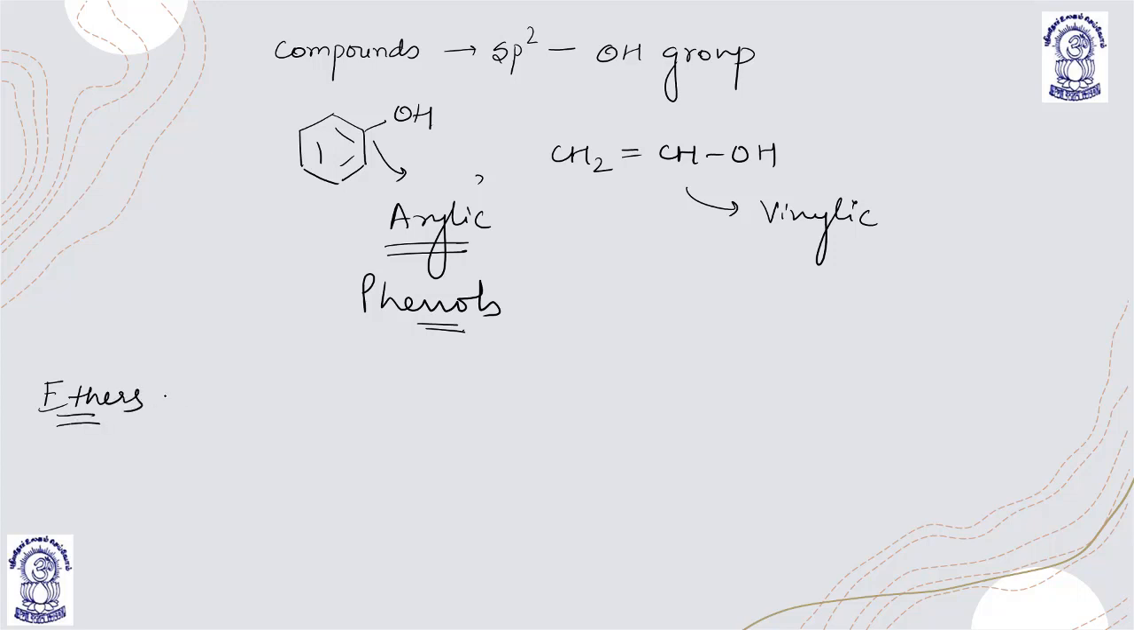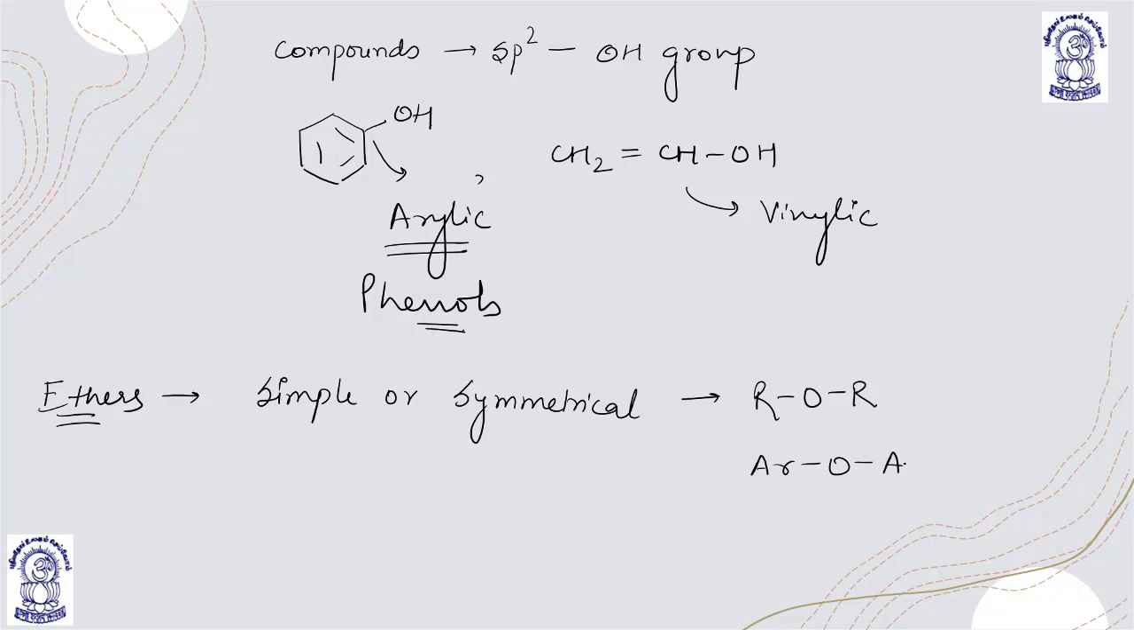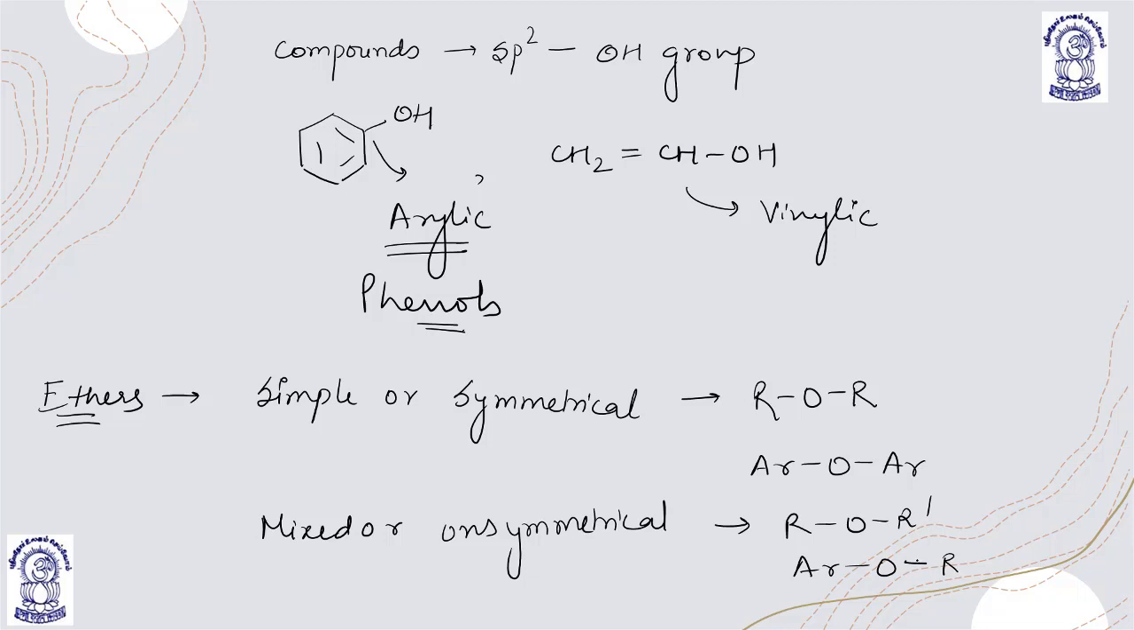When we talk about ethers, they are classified as simple ethers or symmetrical ethers, if they contain the same alkyl group or aryl group attached to the oxygen atom. Then mixed or unsymmetrical ethers, in which the alkyl or aryl groups attached to the oxygen atom are different. Okay.